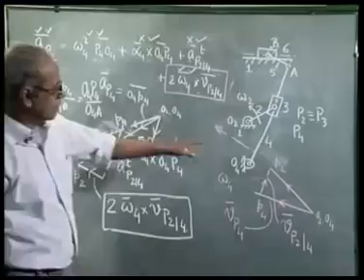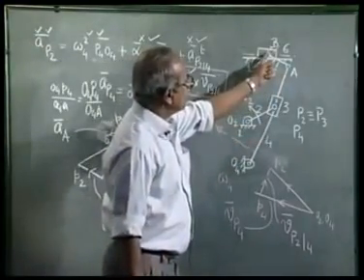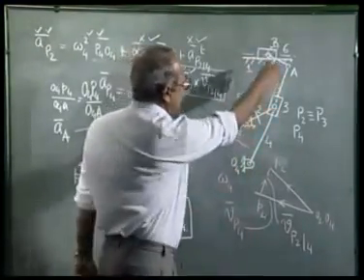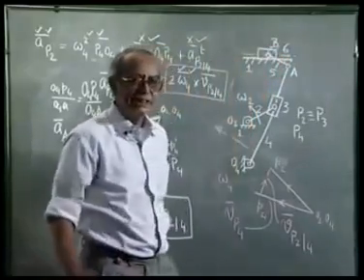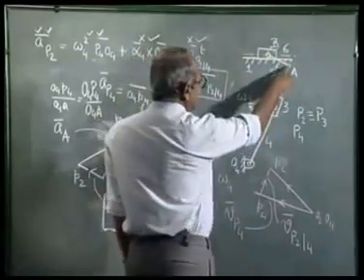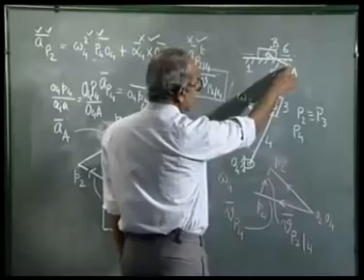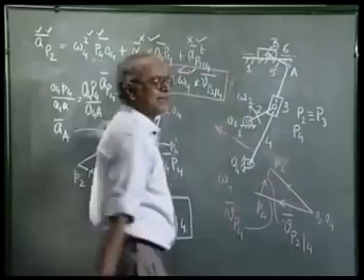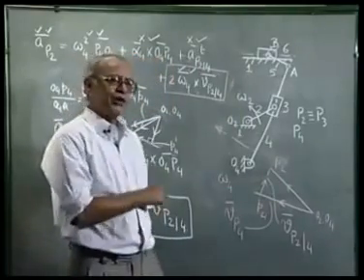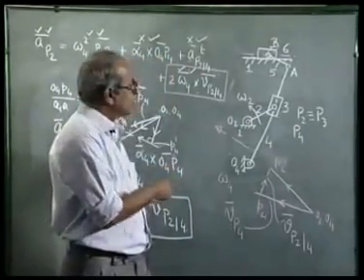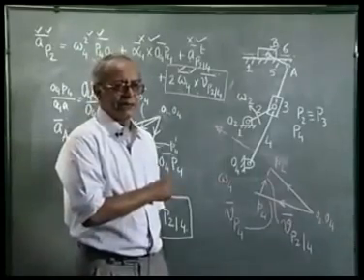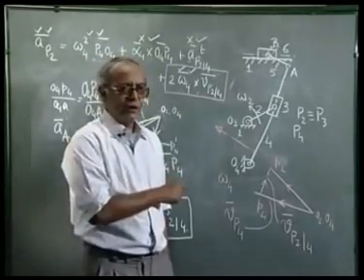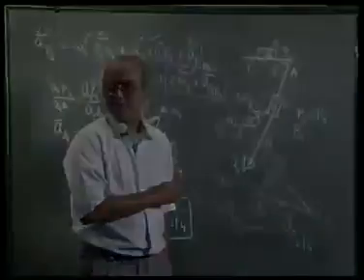Once we get the acceleration of the point A, then the acceleration of the point B can be determined very easily. It is just like a slider crank. Once we know the acceleration of the point A and the acceleration of B is in the horizontal direction, you can find the acceleration of the point B just following the method which I explained with reference to the slider crank mechanism. This I would like to leave to you as an exercise.